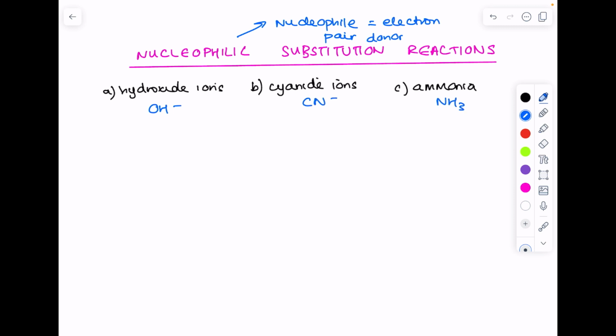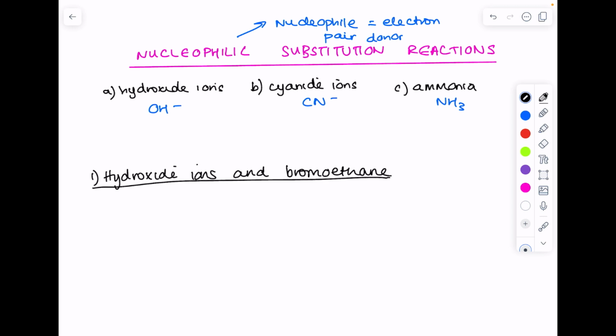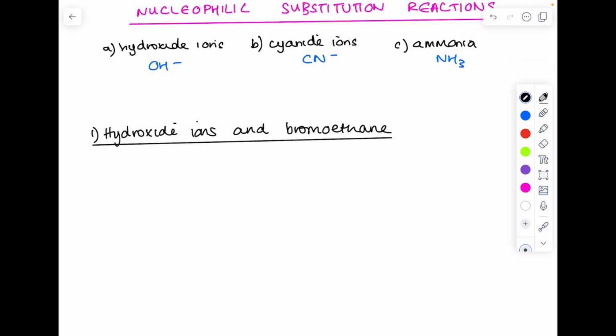Nucleophilic substitution reactions involve halogenoalkanes. I'm going to take you through an example of the hydroxide ions reacting with bromoethane. So there's your halogenoalkane. And you want to follow these steps when you're asked to outline the mechanism. So we'll start with the displayed formula bromoethane. There's 2 carbons. We have a bromine attached. I'm going to complete with hydrogens.